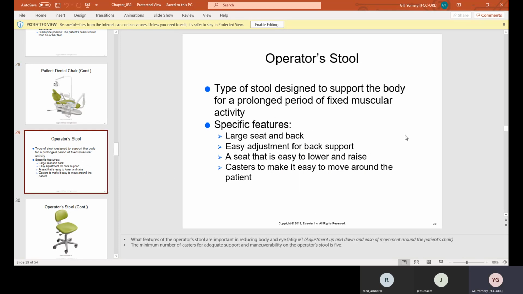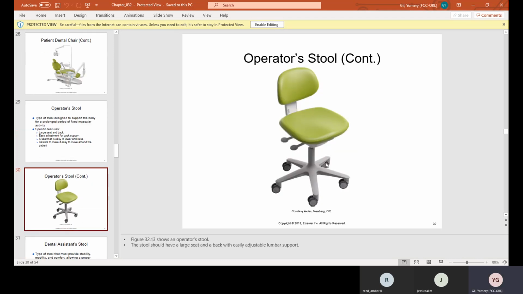Operator stool: the type of stool designed to support the body for a prolonged period of fixed muscular activity. Specific features: a large seat and back, easy adjustment for back support, a seat that is easy to lower and raise, and casters to make it easy to move around the patient. So casters just means wheels. That's just what it means. These are casters, and this is the operator stool.